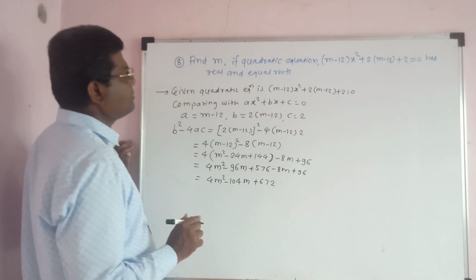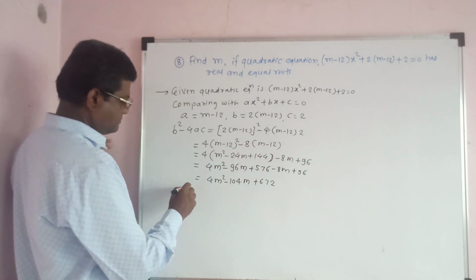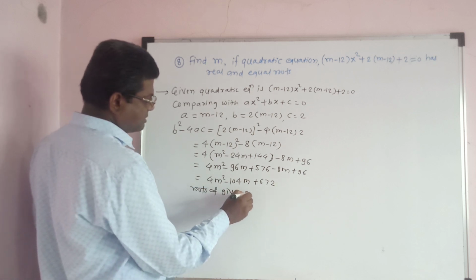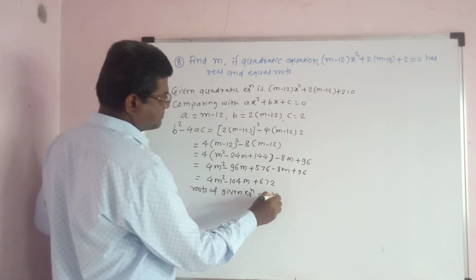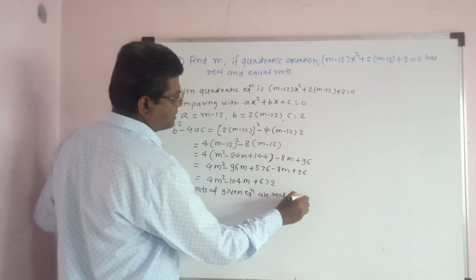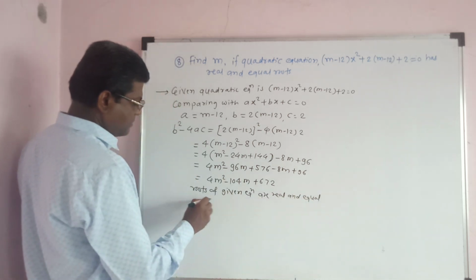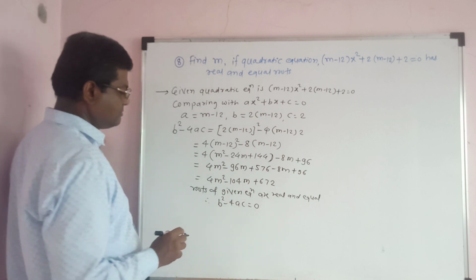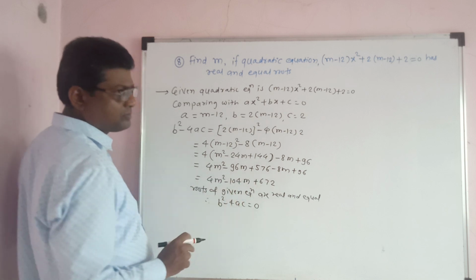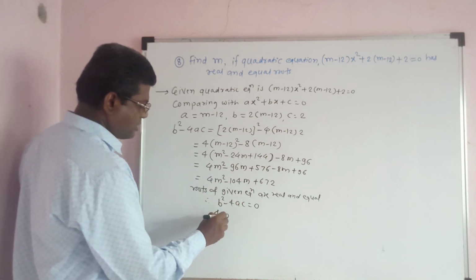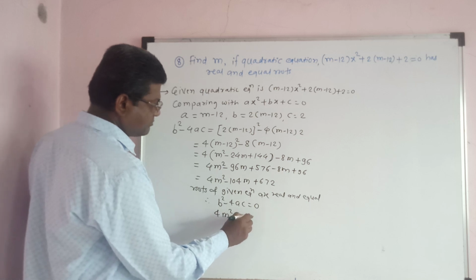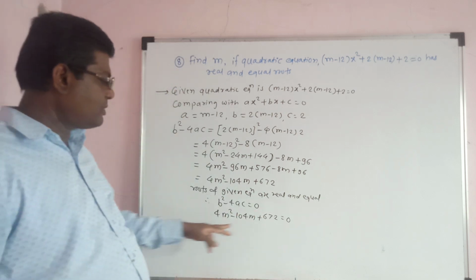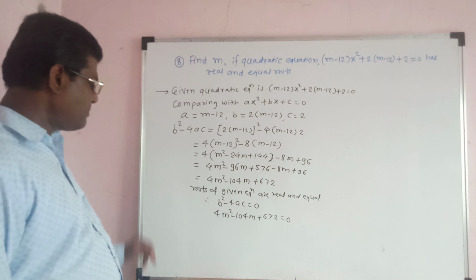As the roots of the given equation are real and equal, therefore b² − 4ac is equal to 0. We equate this term to 0. Therefore 4m² − 104m + 672 = 0. Divide both sides of the equation by 4.